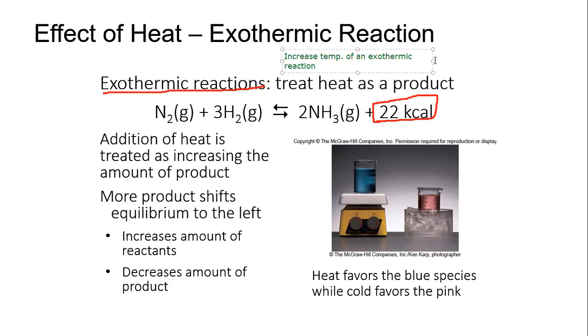So if we increase the temperature of an exothermic reaction, we want to know which way the reaction will shift. And again, when you increase the temperature, what you're doing is adding heat. So if we're adding a product, it's going to shift to make reactants. So when you increase the temperature of an exothermic reaction, it's going to shift to the left, back to the reactants.